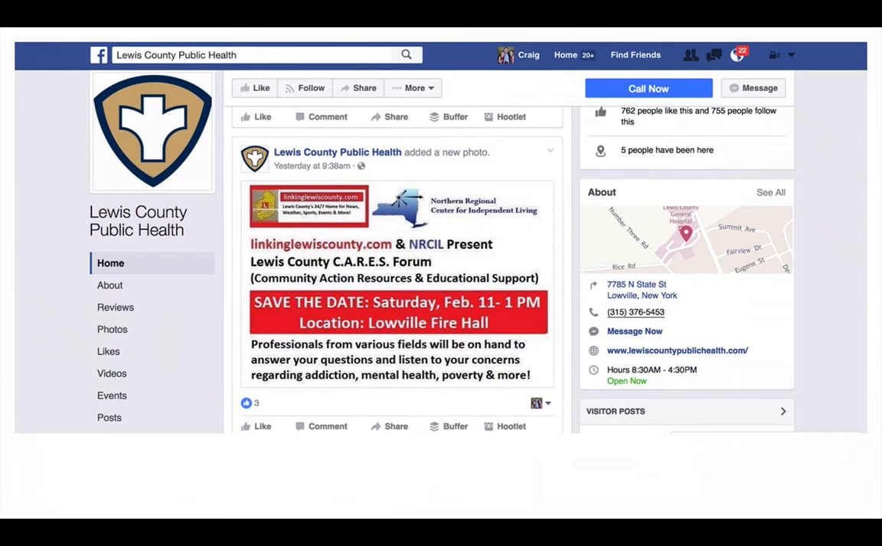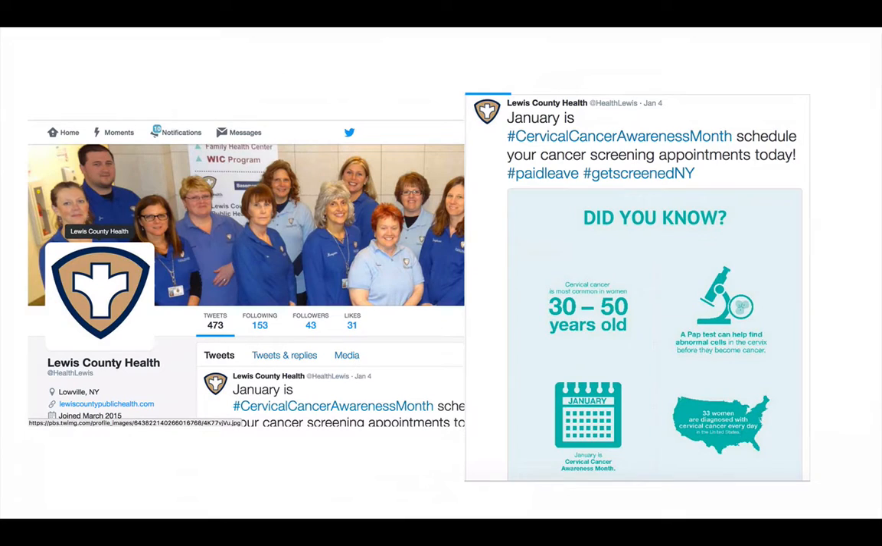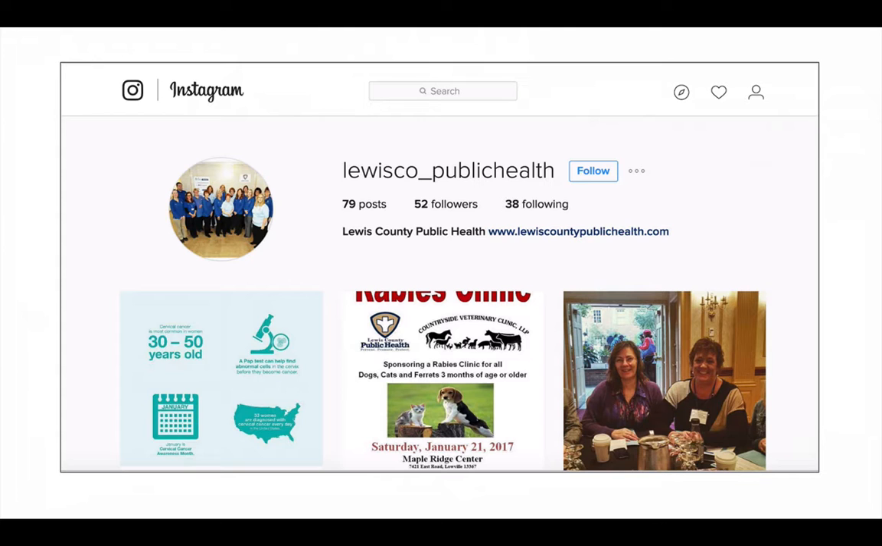Lewis County Public Health. Lewis County is a New York State health department up near Lake Ontario, and they seem to be very active on social media, sharing some information on community events. Here you see them sharing some infographics on Twitter around Cervical Cancer Awareness Month. They're on Instagram.